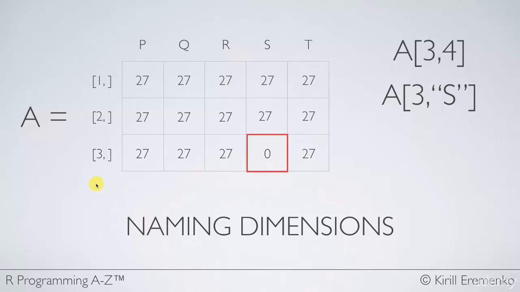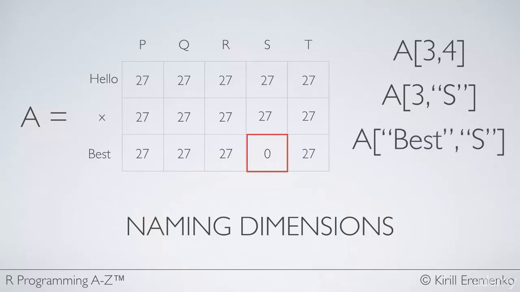And now let's have a look at the rows. Let's say these names disappear, the current generic ones, and we give it some interesting names like hello, X, and best. Now, bear in mind here that you can use a word, a letter, even a number, but of course the number will be represented as the character of the number, not just the number itself. And in this case, if we want to access the 0, we would type in A, then best in quotation marks, and S in quotation marks. So we're calling out the row and the column by their names.